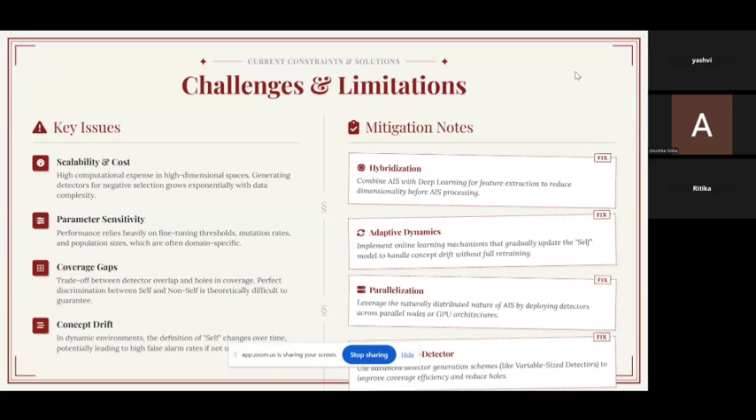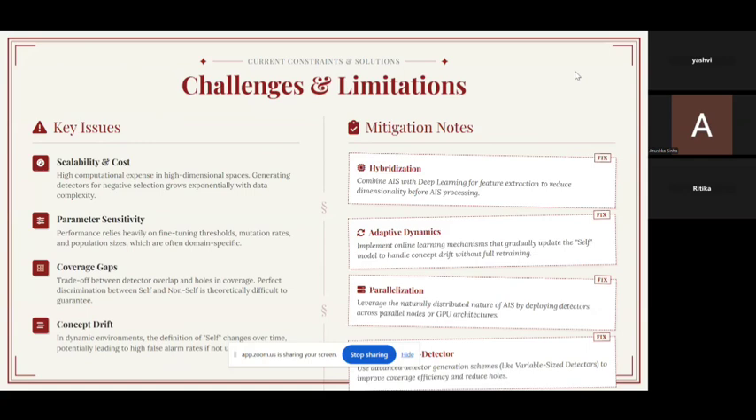In this slide, we will be discussing the challenges and limitations. So the first key issue is scalability and cost. In high dimensional data, generating detectors becomes computationally expensive. The cost increases exponentially as data becomes more complex.